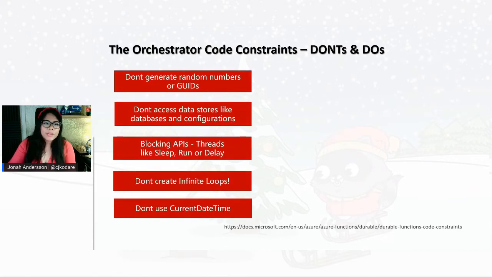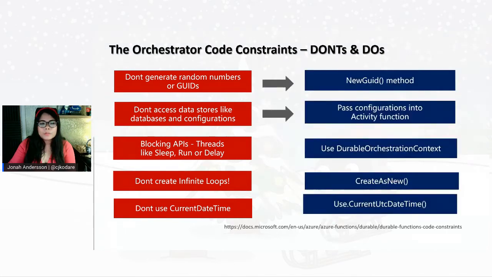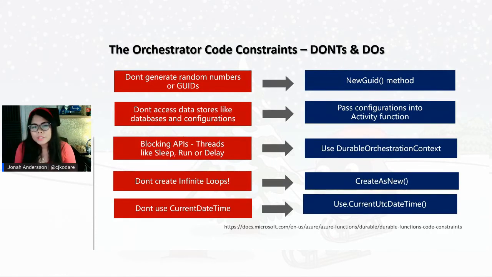There are different things that you need to consider when you're writing your workflow in an orchestrator. These are the code constraints. On the left are the don'ts, and on the right are the do's. It's not recommended to write GUIDs or random numbers, because it breaks the rules of being deterministic. What you can do instead is use the method NewGuid if you need GUIDs or random numbers.